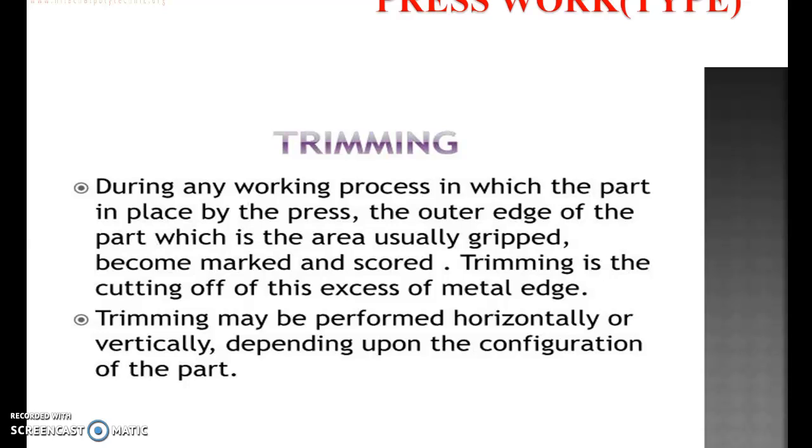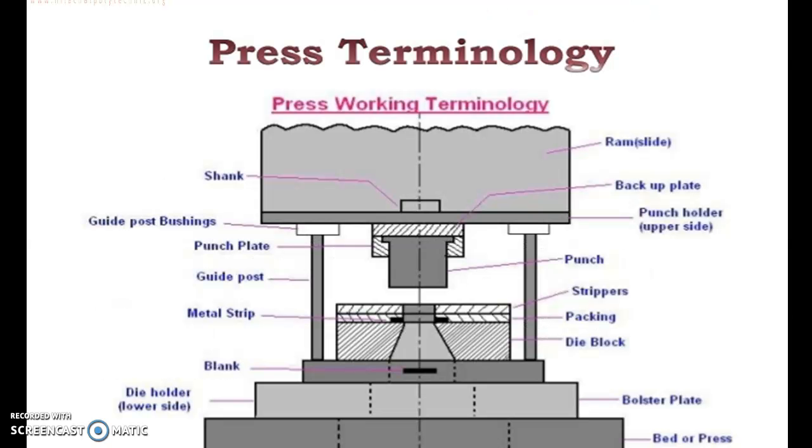During any working process in which the part is held in place by the press, the outer edges of the part, which is the area usually gripped, become marked and scored. Trimming is the cutting off of this excess of metal edges. Trimming may be performed horizontally or vertically depending upon the configuration of the parts.